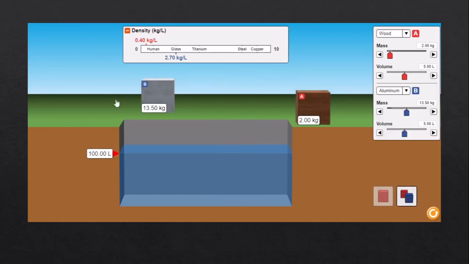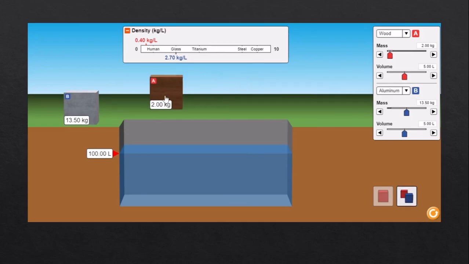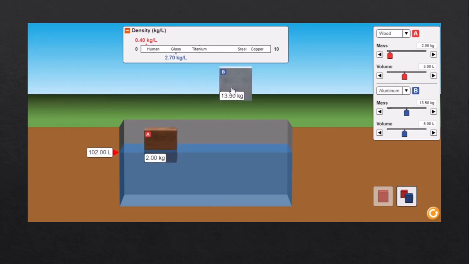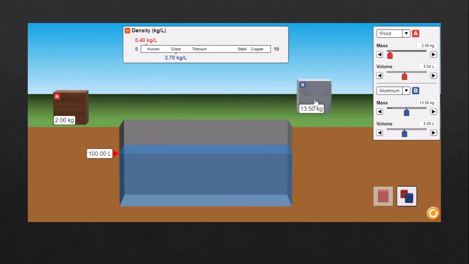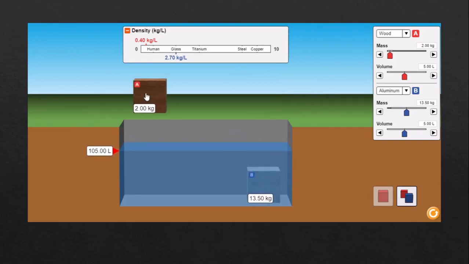Right. So here I have taken another block which is of aluminium. So both of them have the same volume. We can even prove it. So I can take the wooden block out and I'll measure the volume of the aluminium block. So the volume of the aluminium block is 5 liters, and the volume of the wooden block is also 5 liters, but they have different mass. Mass is 2 kg for the wooden block and mass is 13.5 kg for the aluminium block.